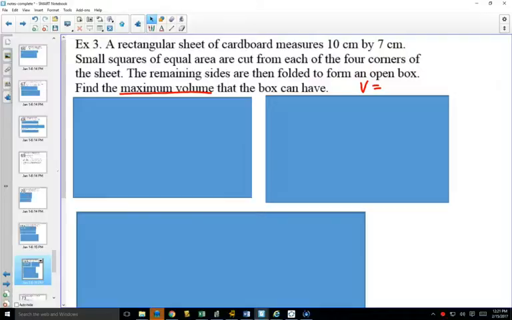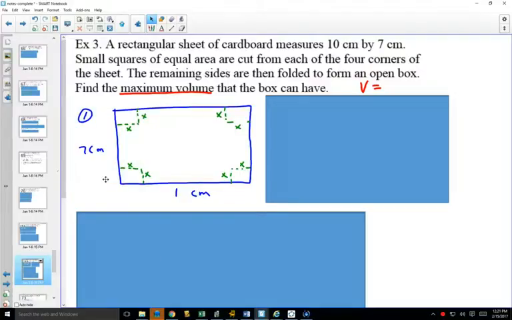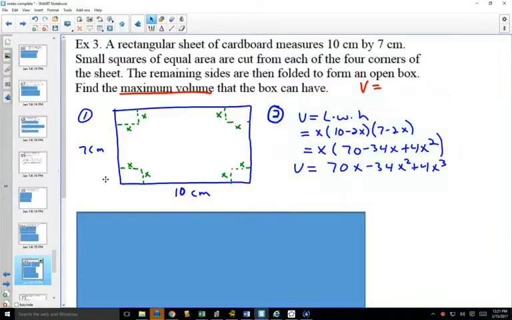So, the picture for this. This is a 10. And then you cut out corners, and those would be folded up. Once it's folded up, your height will be x, your width will be 10 minus 2x, and your length will be 7 minus 2x. Multiplying that all out, we get an equation for volume.